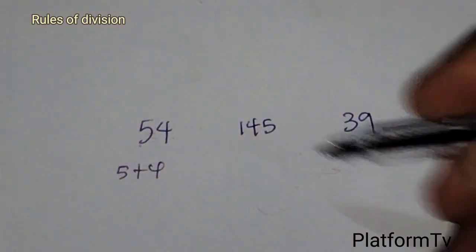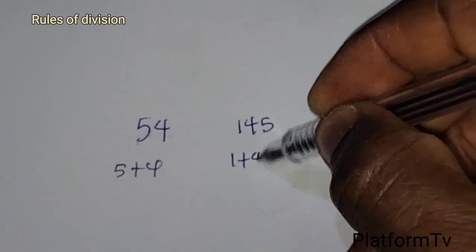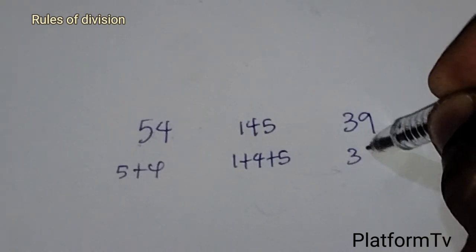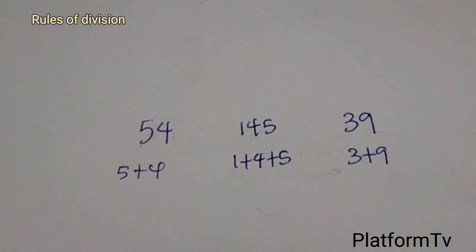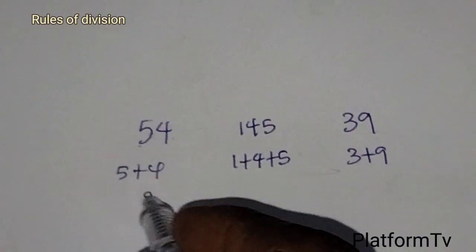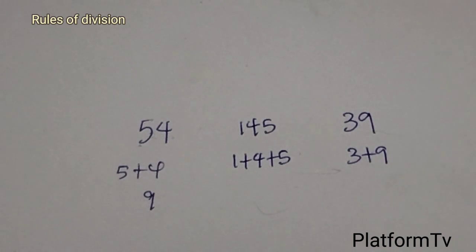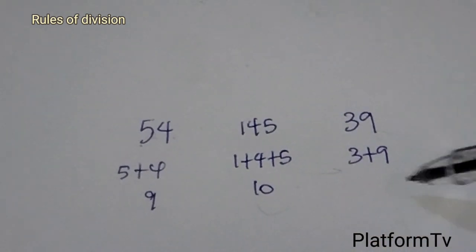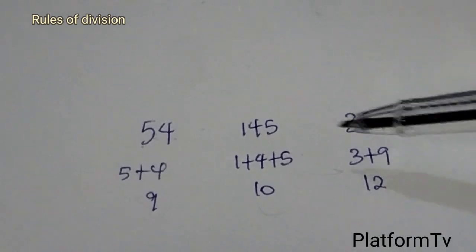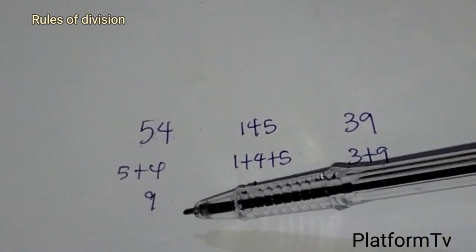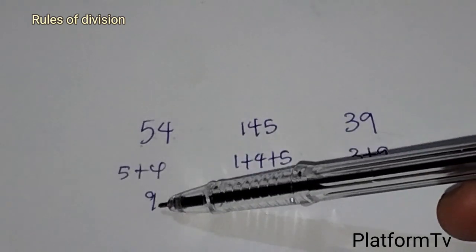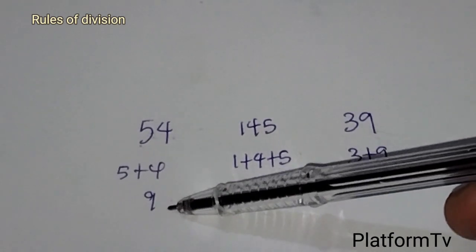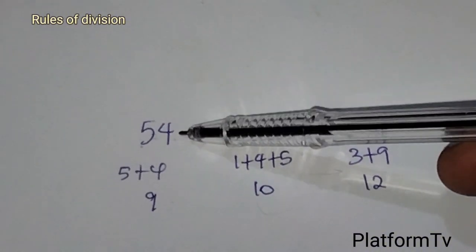In the second instance, my digits are 1 plus 4 plus 5. In my third instance, my digits are 3 plus 9. So in the first one, the sum of the digits is 9. The second one, the sum of the digits is 10. And the last one, the sum of the digits is 12. So I have 9, 10, and 12. Now, let's look at the first one. Is it a multiple of 3? 3 multiplied by 3 gives me 9. So 9 is a multiple of 3. It means that 54 is divisible by 3.